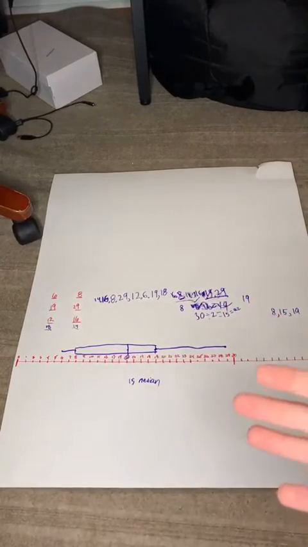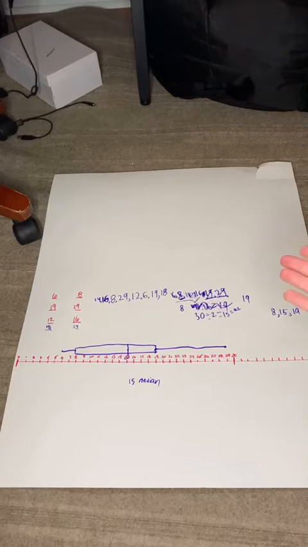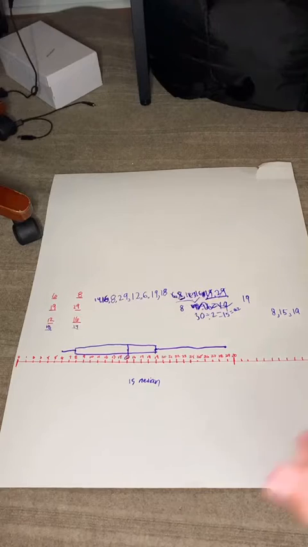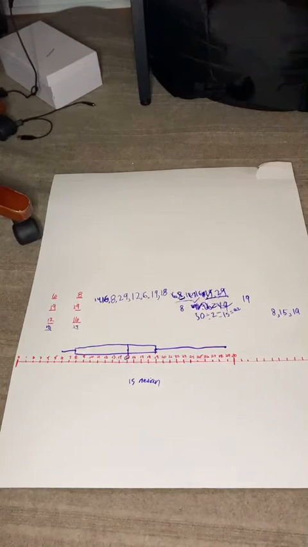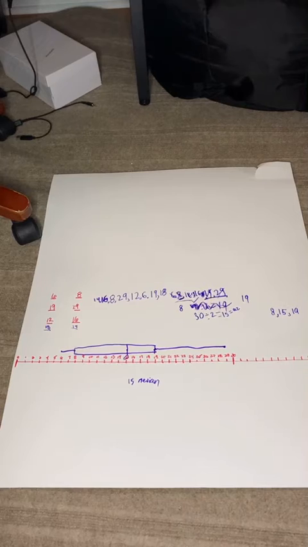Okay, so what we are doing right now is box and whisker plots with baseball, which I am doing. And this is how to do box and whisker plots with any numbers you have. So the numbers that we have are 6, 8, 19, 29, 12, 16, 18, and 14.